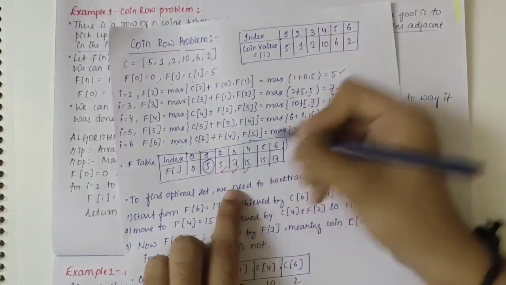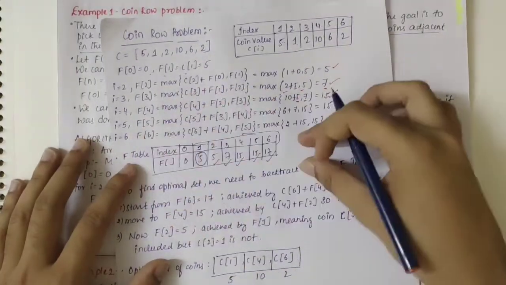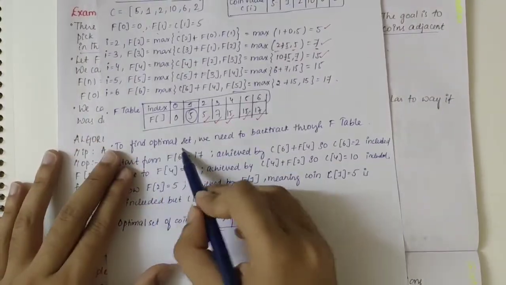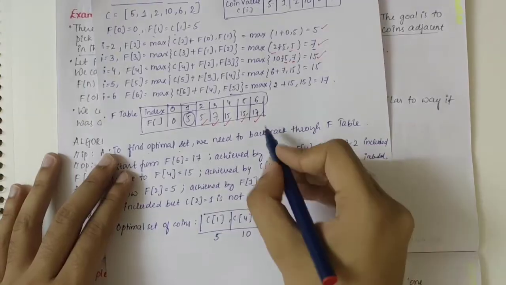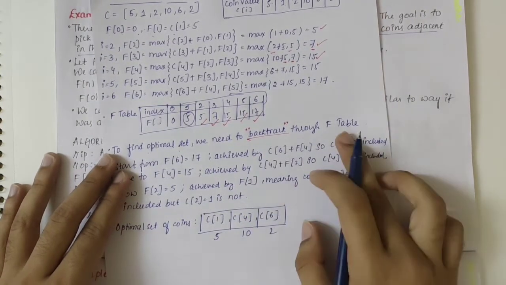So I write 15 here. It goes the same for i is equal to 5 and i is equal to 6 as well. Now that we have filled the F table here, our next step is to find the optimal set. In order to find the optimal set, we need to backtrack through the F table.